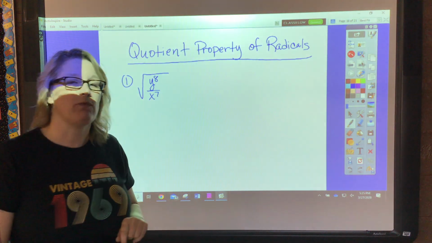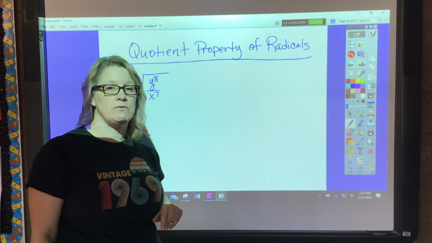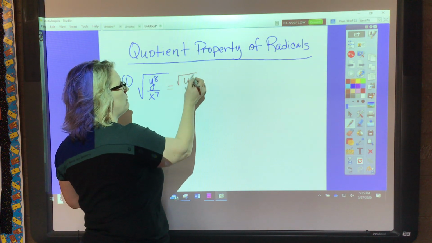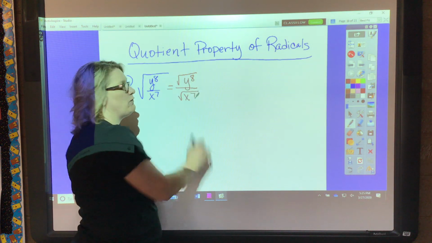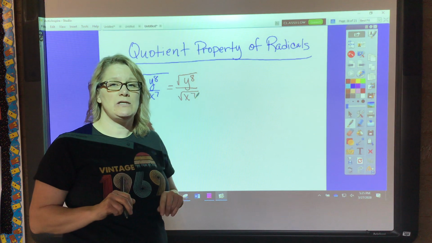The first step when we're working with a fraction that includes variables with powers is to split it up into the two separate roots. The first rule for working with this is to simplify, and we're going to use yesterday's trick.